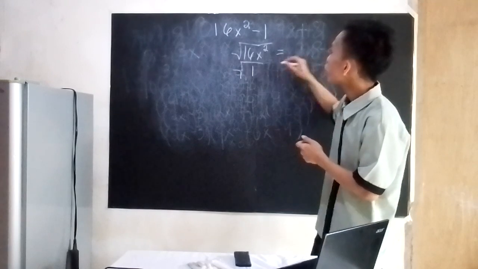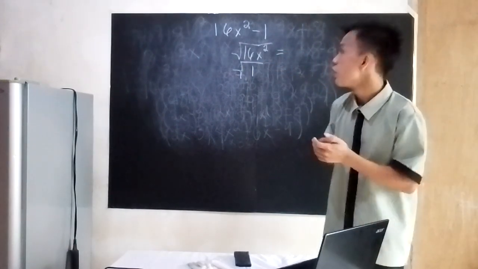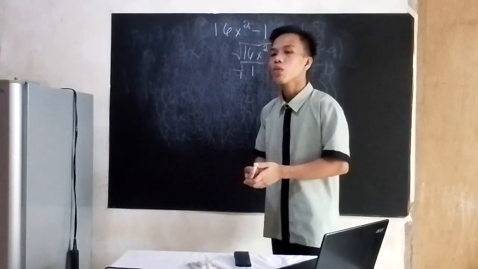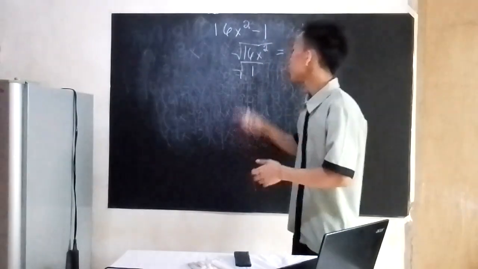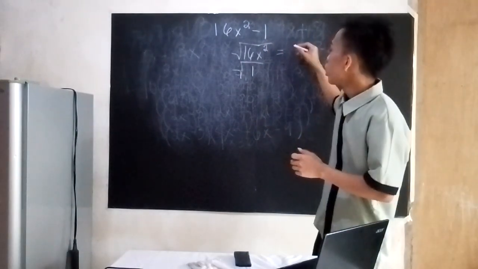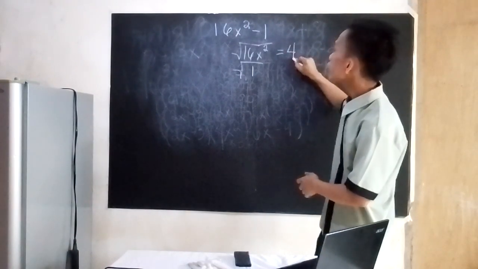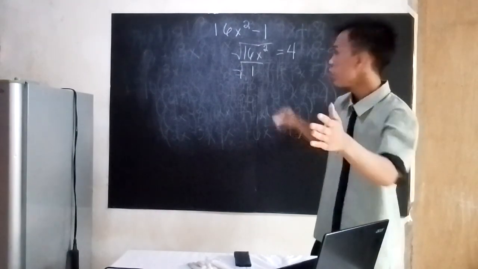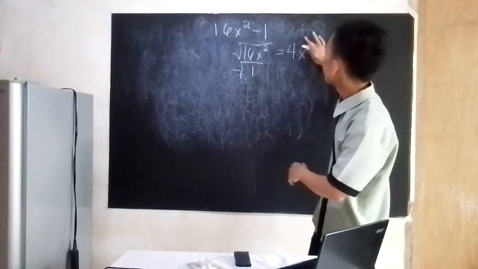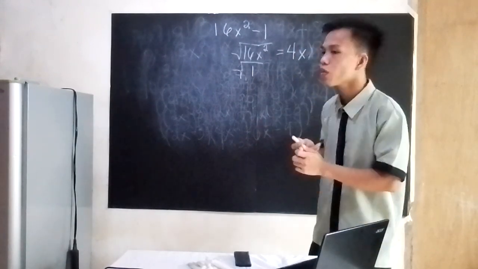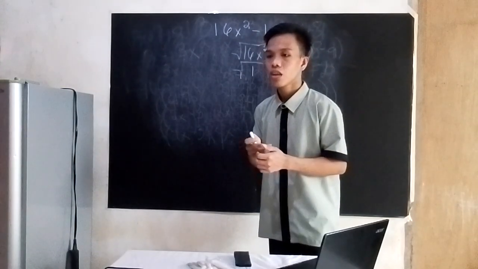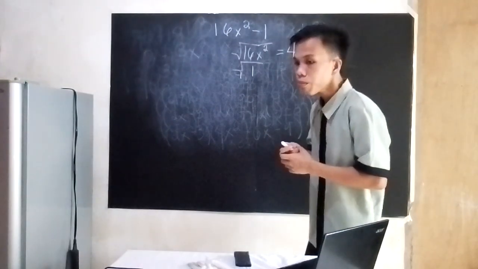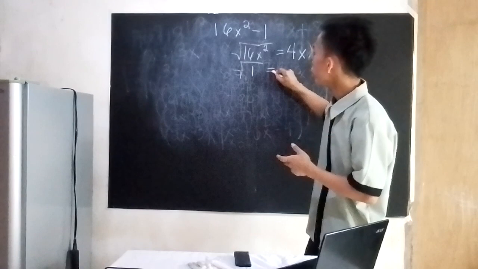So what is the square root of 16x squared? Let's focus first on the coefficient. What is the square root of 16? Think of a number that when you multiply to itself twice, the result is 16. That's right, so that will be 4. What is the square root of x squared? X. So the easiest one: what is the square root of 1? Think of a number that when you multiply to itself twice, the result is 1. That's right, so that will be 1.